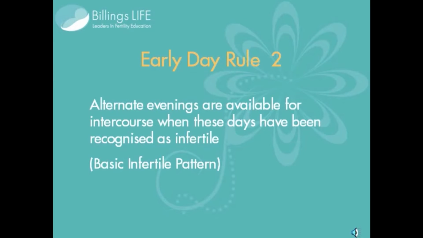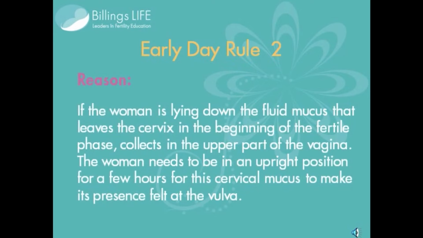Second early day rule: alternate evenings are available for intercourse because these days have been recognized as the basic infertile pattern. The couple should wait until evening so that the woman is up and active long enough for the mucus to flow down to where she can feel it at the vulva.